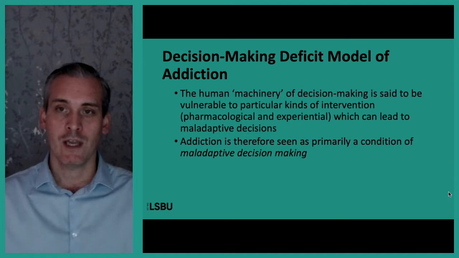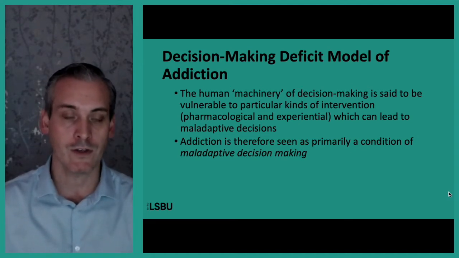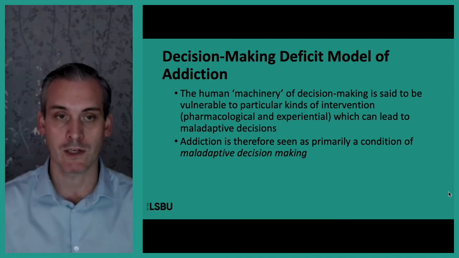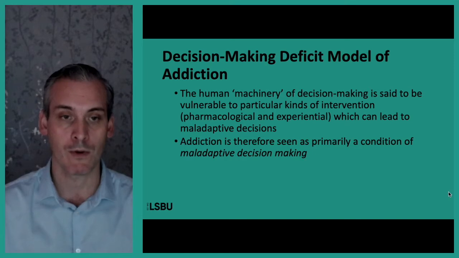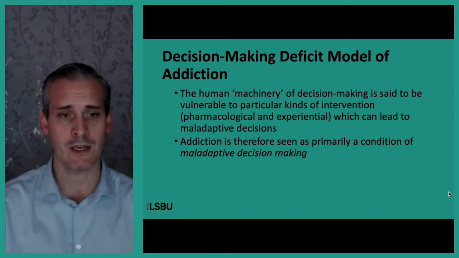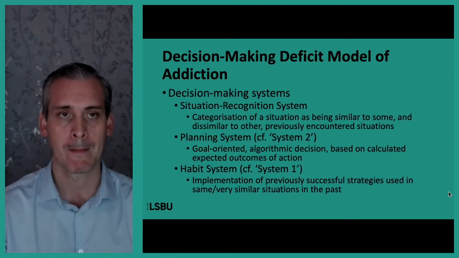So the human machinery of decision-making is thought to be vulnerable to different kinds of intervention. These pharmacological or experiential events can lead to maladaptive decisions being made, so that a person can become trapped, almost, in a pattern of making decisions that are, over a period of time, causing them problems. So addiction is seen as a condition of maladaptive decision-making from this perspective.